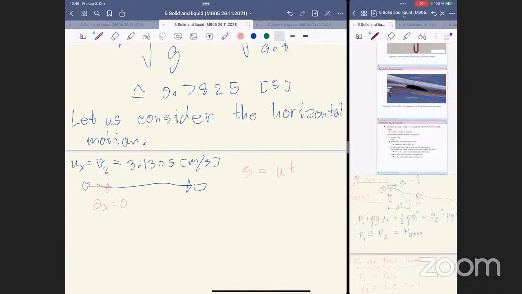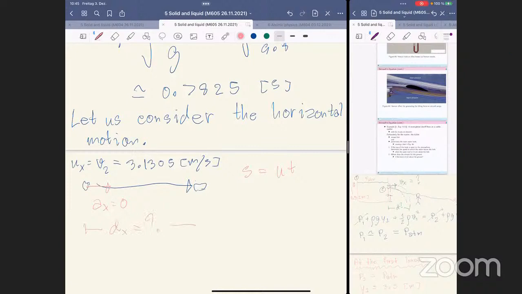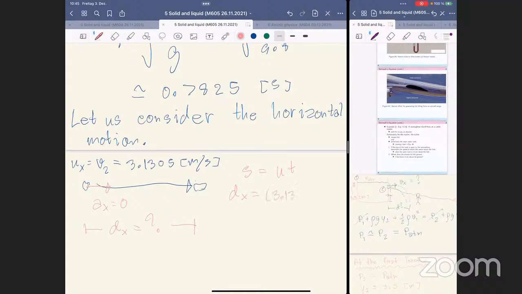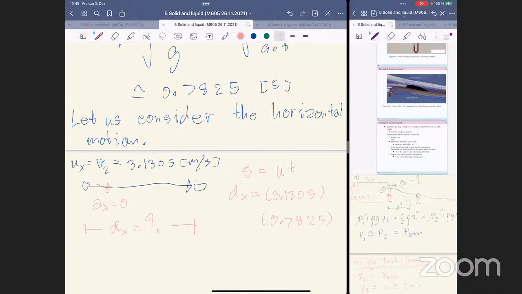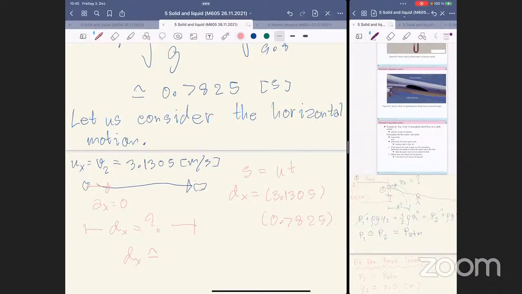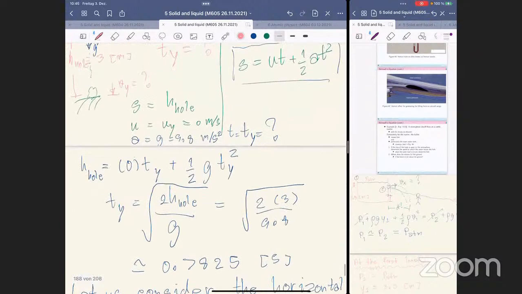And yes, you want to know dx, the distance along the x-axis for this motion. So dx will be u, the speed, which is 3.1305, and t is time, 0.7825. You get dx approximately right there.